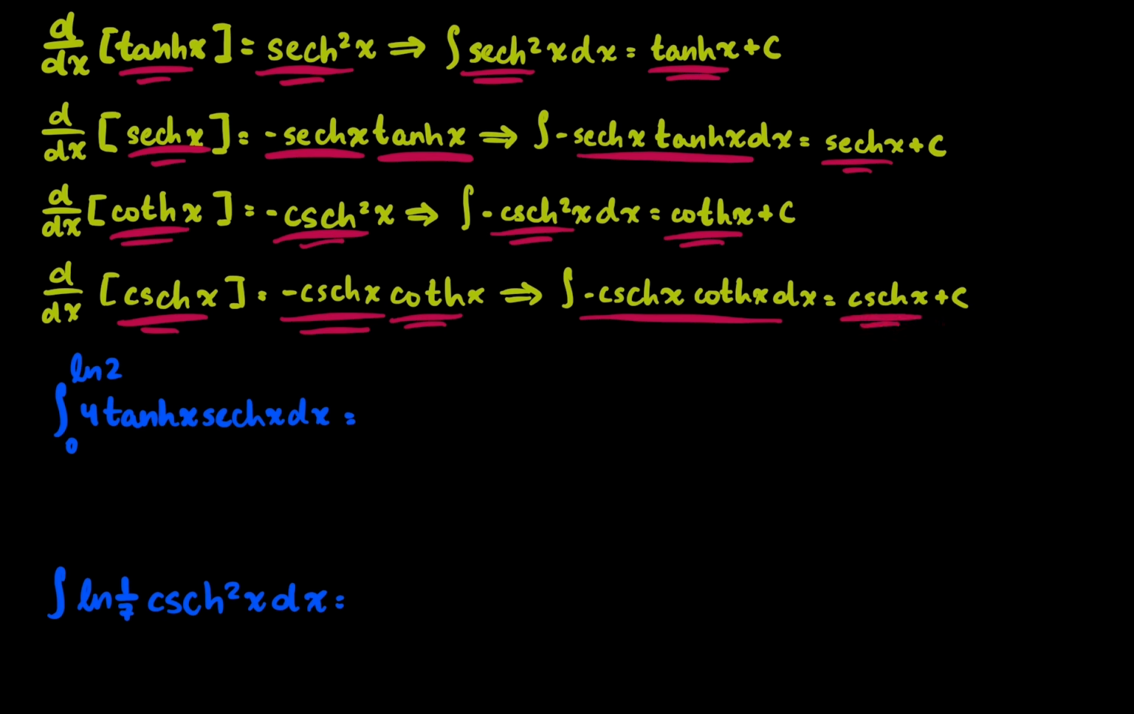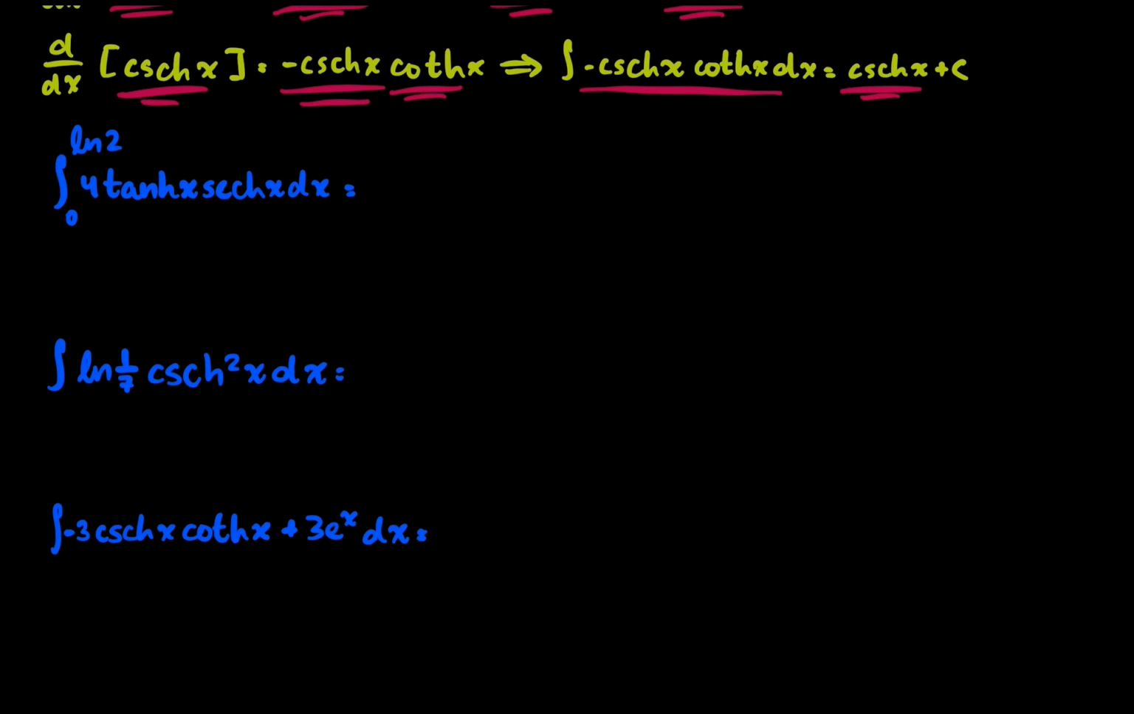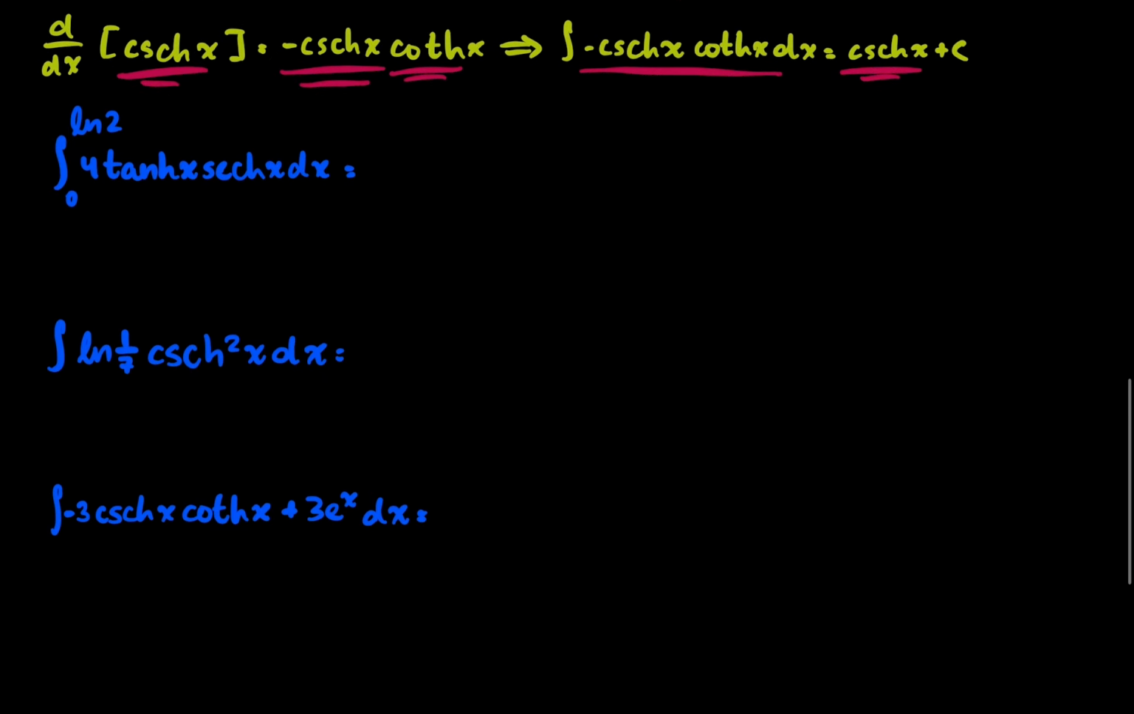This is just a little bit of a review. In our differential calculus playlist, I did cover the derivatives of these hyperbolic trig functions, but now we're going to do a couple of quick examples integrating these different trig functions. First of all, we're taking the definite integral from 0 to the natural log of 2 of 4 tanh x times sech x.